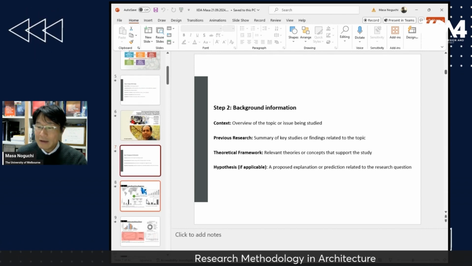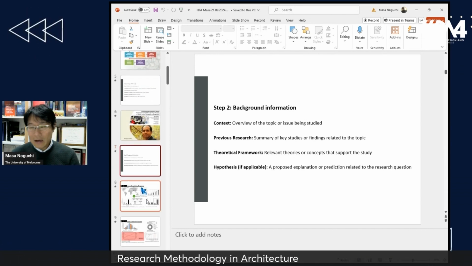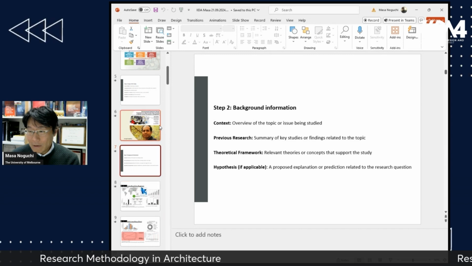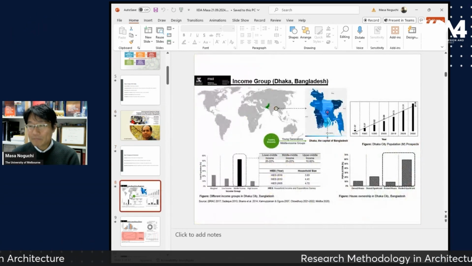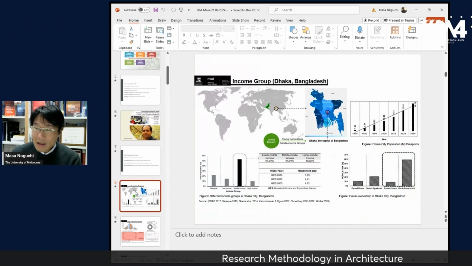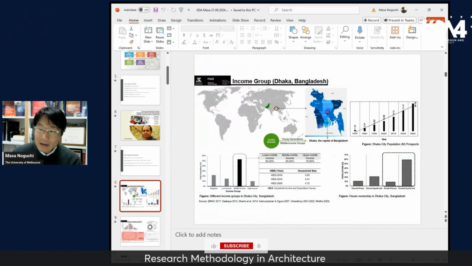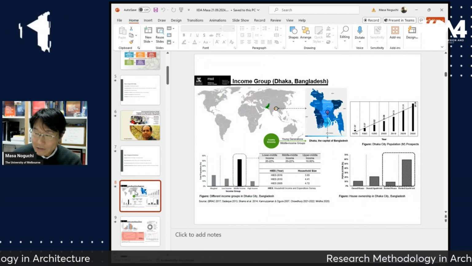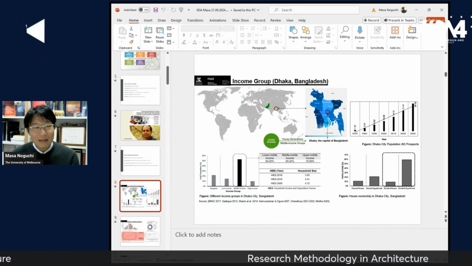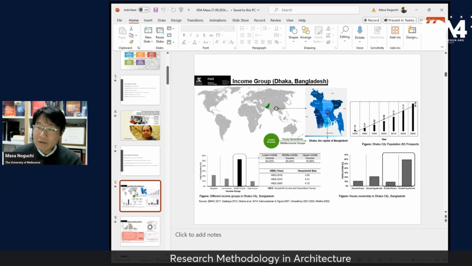Let me once again exemplify how Sajal shaped the idea. In step two, he mentioned residential architecture, urban context, people in Bangladesh. So he started gathering background information.